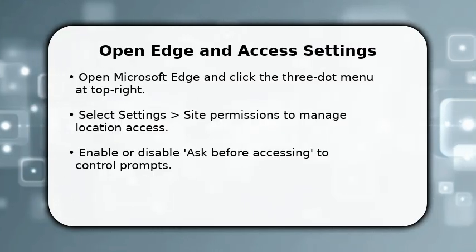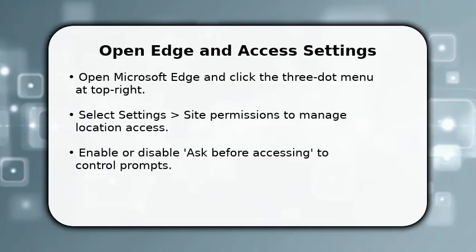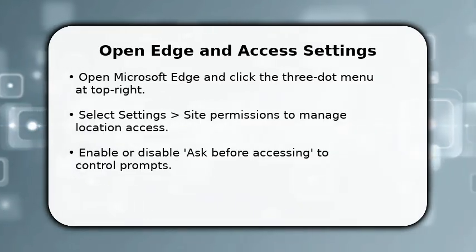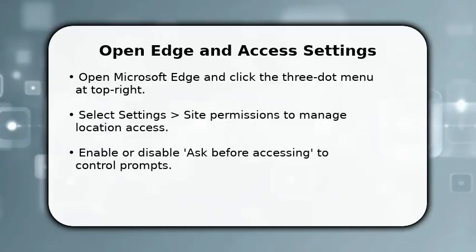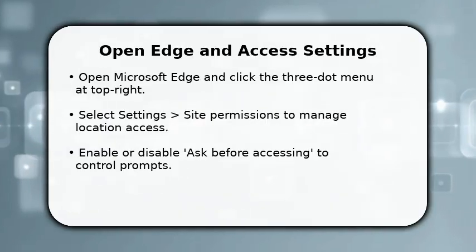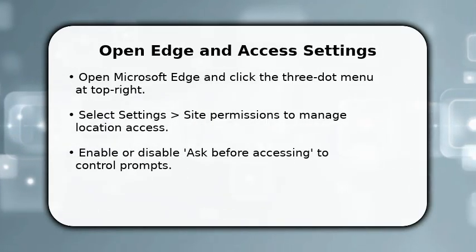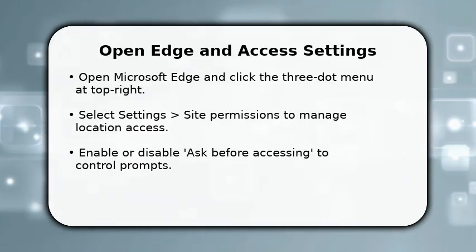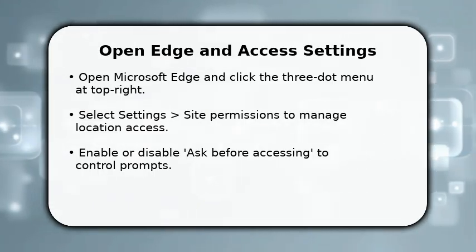You start by opening Edge and going straight to Settings. This is where control lives. Click the three-dot menu, choose Settings, then Site Permissions so you can find location controls. Once there, toggle Ask before accessing to require permission prompts from sites.